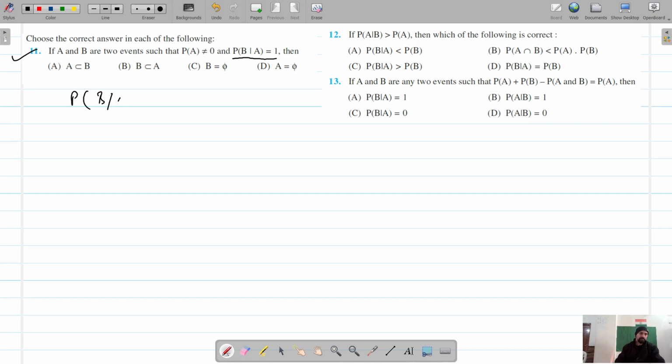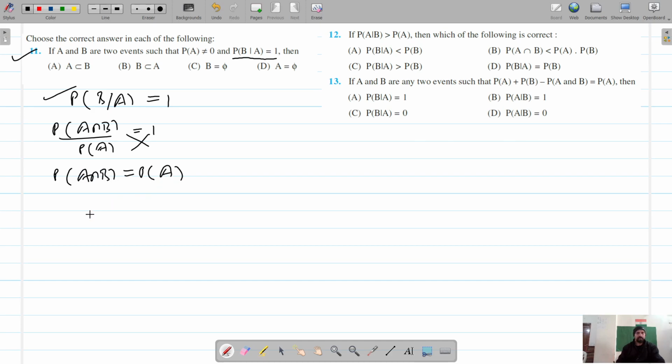So if the probability of B by A is 1, and we know that the probability of B by A is the probability of A intersection B divided by the probability of A, and if we cross multiply, this gives me the probability of A intersection B is equal to the probability of A. So this happens when A intersection B is equal to A, and that happens only when A is a subset of B.